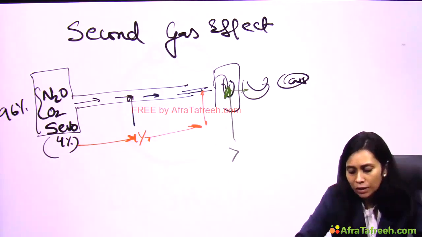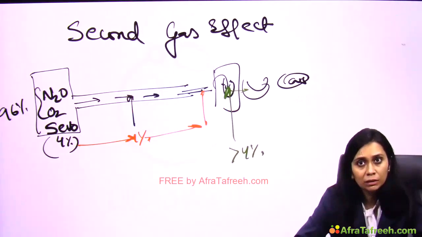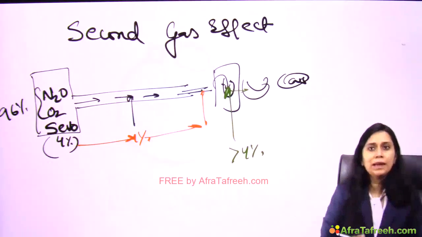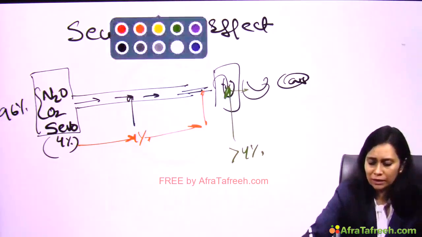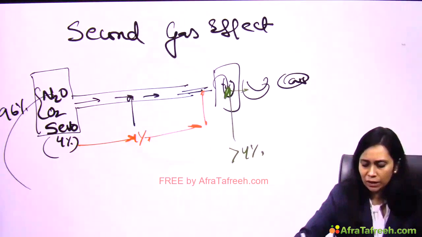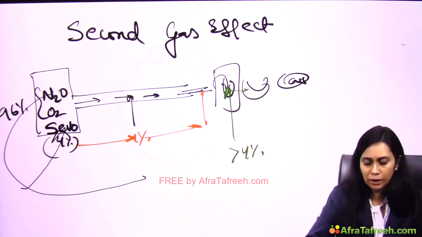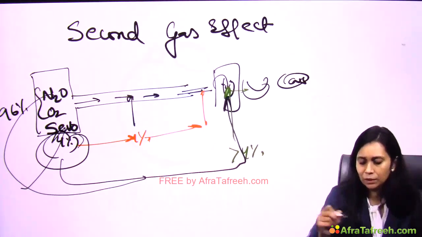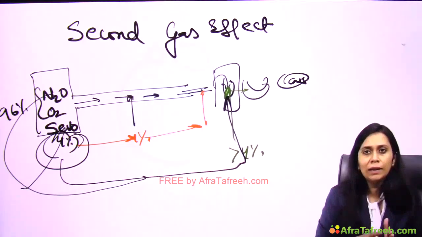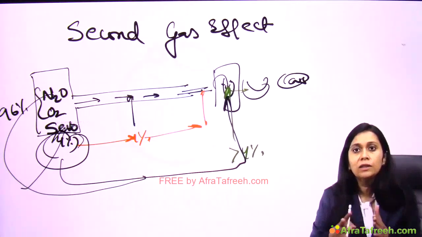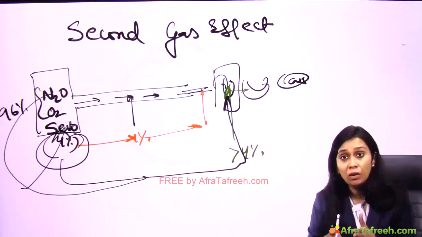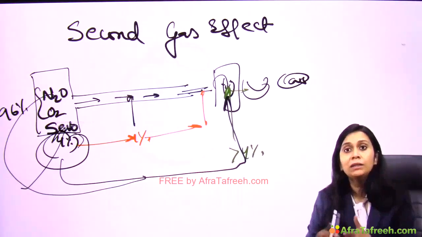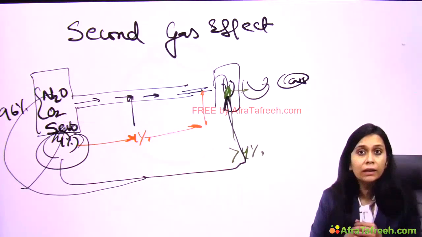But it is more than 4%, a little more than 4%, 5%, 6%, but more than 4%. This is what is second gas effect. What is second gas effect? The effect of nitrous oxide on the accompanying agent, that is sevoflurane, to increase the concentration of the accompanying agent in alveoli. Nitrous oxide increases the uptake of the accompanying agent in alveoli. This is called second gas effect.